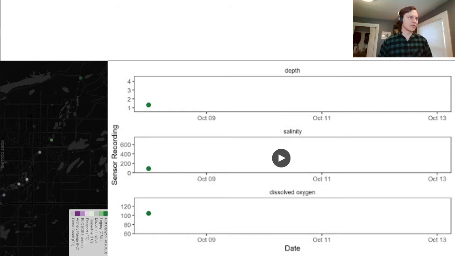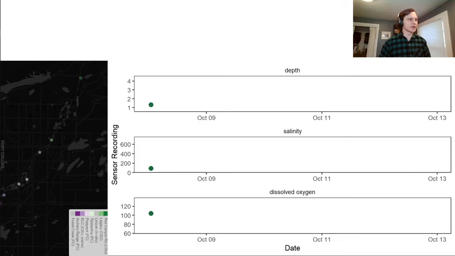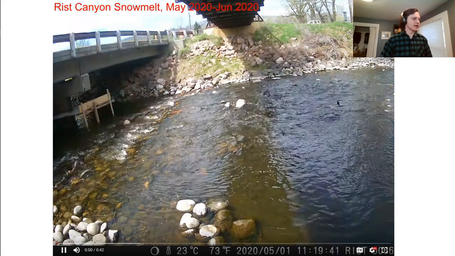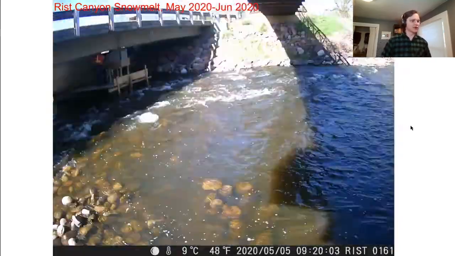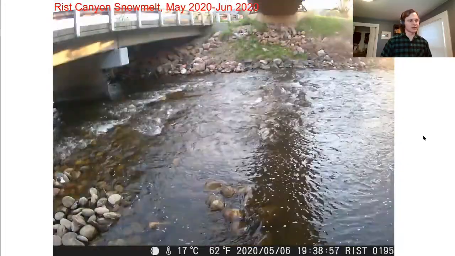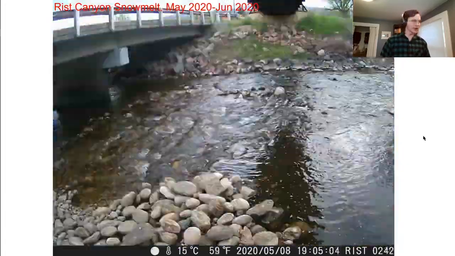And I think you can build some intuitions about the controls on these by just looking at an actual video of these sites. So we're going to zoom in on Risk Canyon up here, and Natalie has put up these really cool time-lapse photographs, and so we're just going to watch snowmelt from May of 2020 to basically mid-June of 2020.